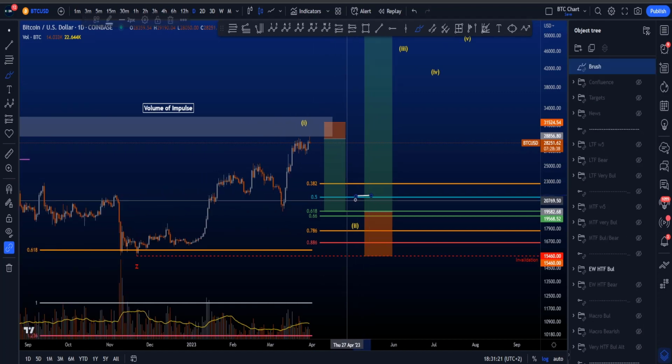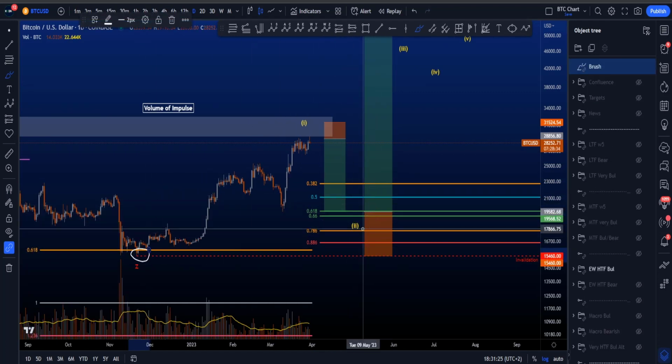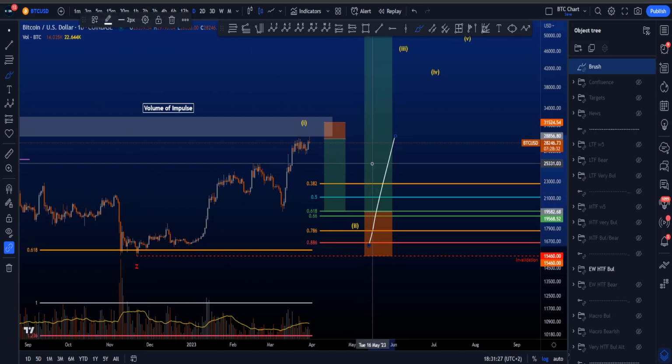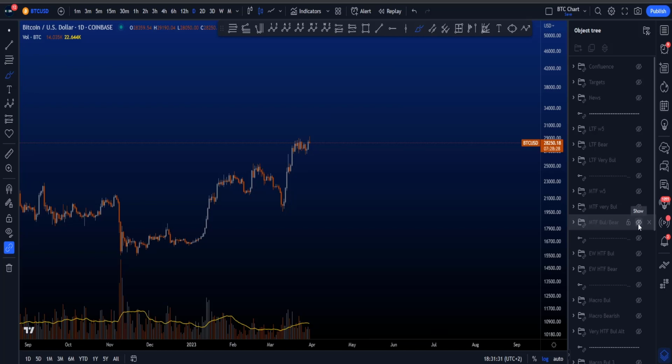Then a long setup to the upside, where one can enter longs in this area over here, stop loss below the low, as that is a very clear invalidation, and then trading it all the way to the upside towards the high time frame macro targets.